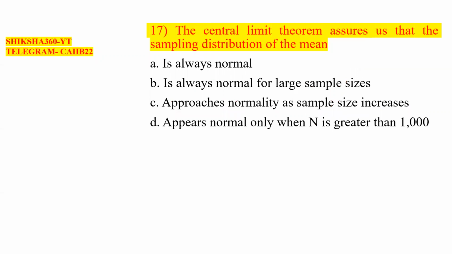The question is about the central limit theorem. The central limit theorem assures us that the sampling distribution of the mean is always normal for large sample sizes, approaches normality as sample size increases, or the D option: approaches normal only when n is greater than 1000. So what is the answer here?